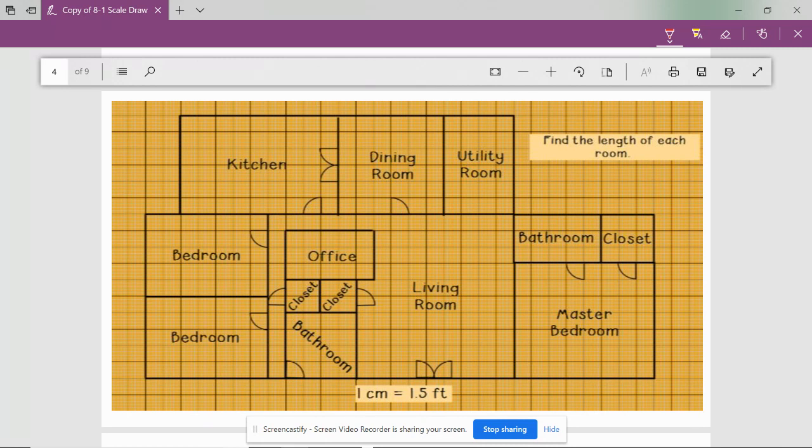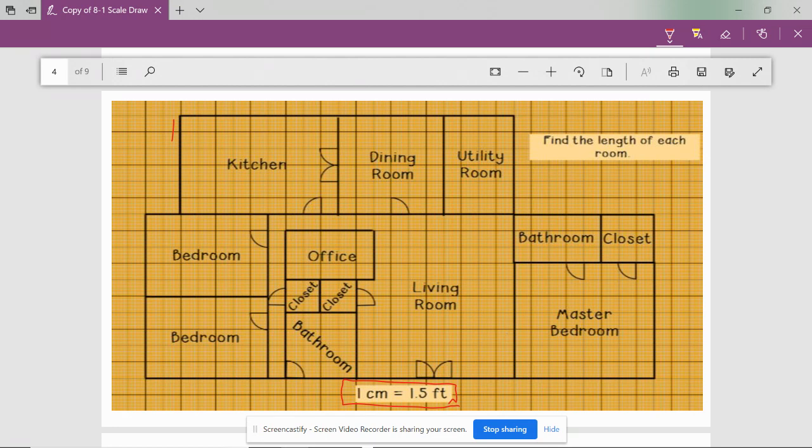But it's telling us right here at the bottom what our ratio is. So every 1 centimeter in our model is going to be equal to 1.5 feet in reality. Okay, so we have to remember that 1 centimeter equals 1.5 feet. As we look at this model, for every centimeter of a room, that's going to be 1.5 feet.